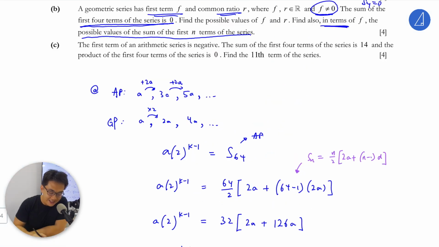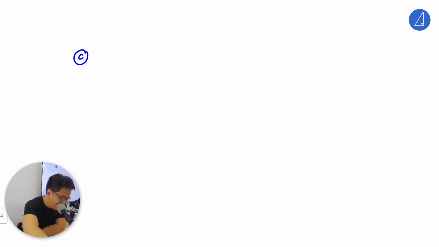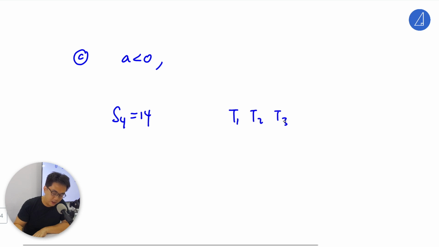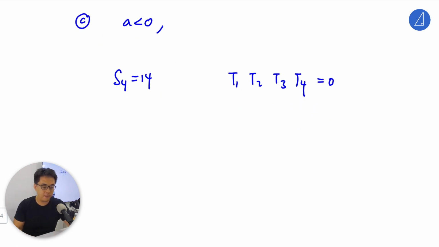Okay, the first term of an AP is negative. The sum of the first 4 terms of the series is 14, and the product of the first 4 terms is 0. Find the 11th term of the series. I think this is pretty okay, right? The first term of the AP is negative, so A is less than 0. The sum of the first 4 terms is 14, and the product of the first 4 terms, T1, T2, T3, T4, is 0. We need the 11th term of the series.